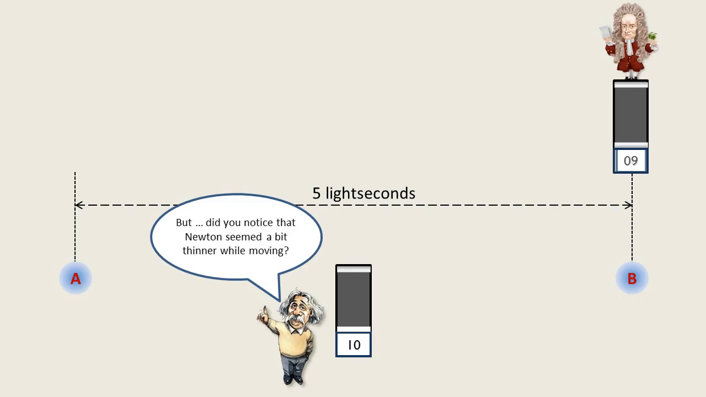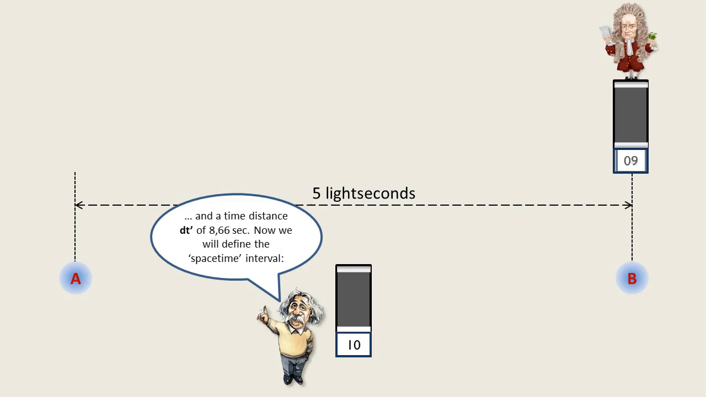But did you notice that Newton also seemed a bit thinner while moving? He did, and that is length contraction. We will deal with that later in another animation. Let's now check the distances between the events A and B. For me, there was a space distance of 5 light seconds and a time distance of 10 seconds between them. For Newton, the space distance was 0 because he was always at the origin of his reference frame. And a time distance of 8.66 seconds.